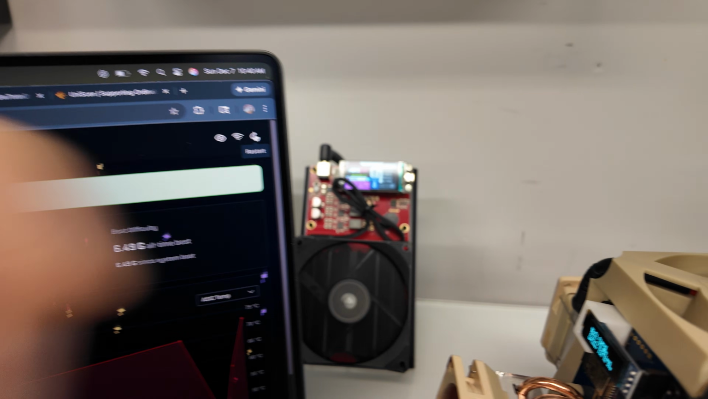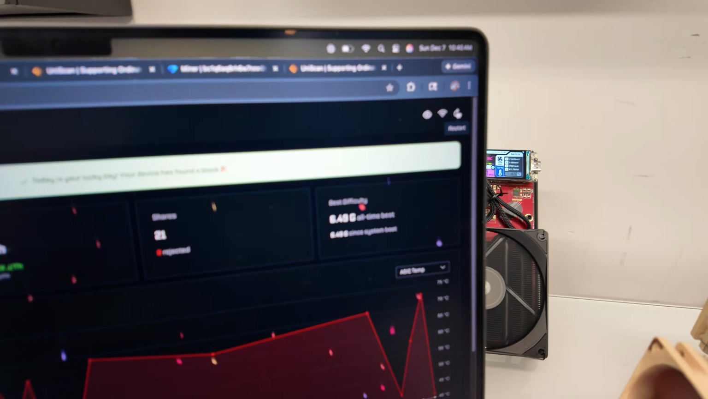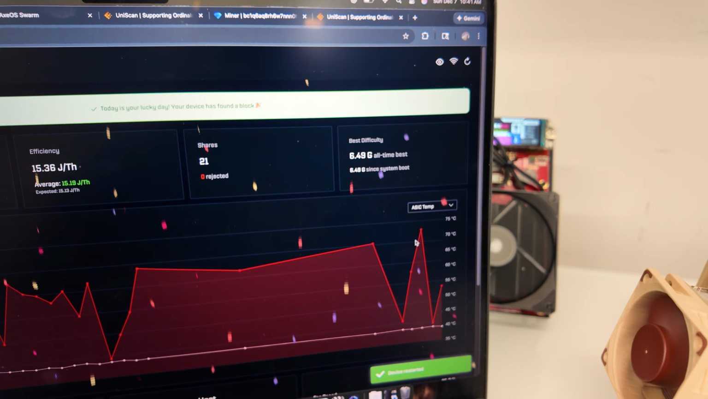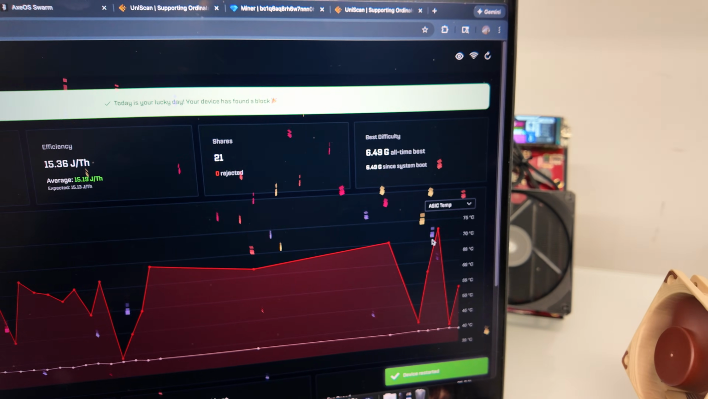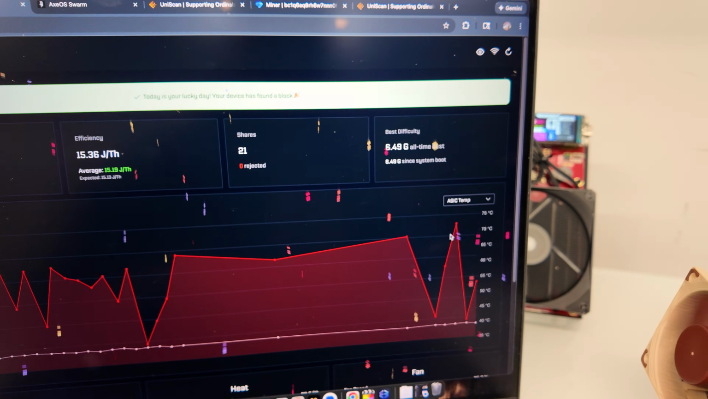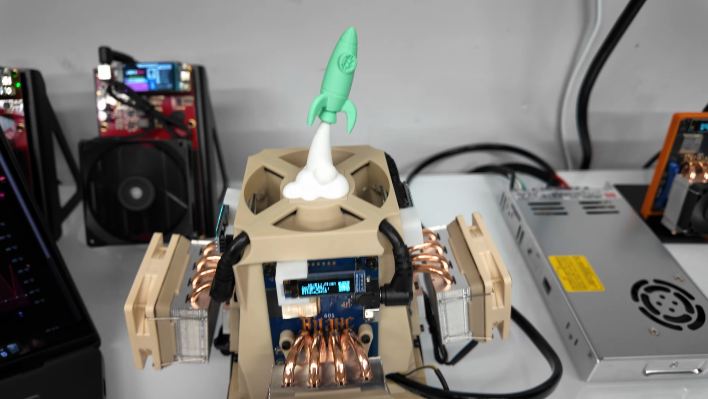With the NerdQ Axe Plus Pluses, you just hit this top button and then it'll reset it. But with the Bitaxes, all we have to do is press restart. 6.49 G's, the current difficulty for Fractal Bitcoin is like 5.19, so I went over by like 1.5 G's. The device is restarting, so if we hit another block, we will know.